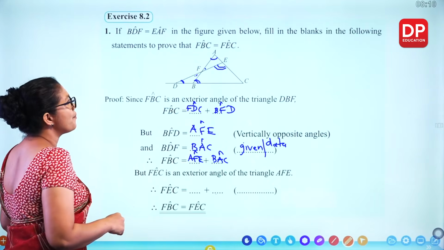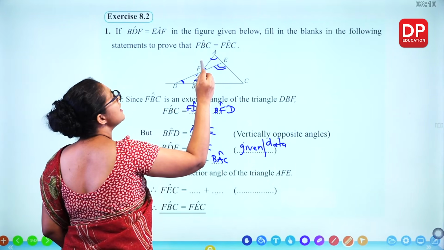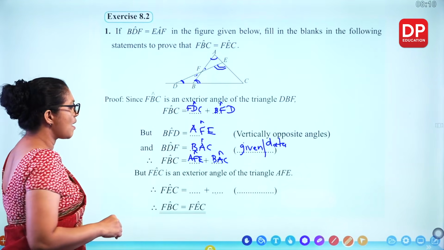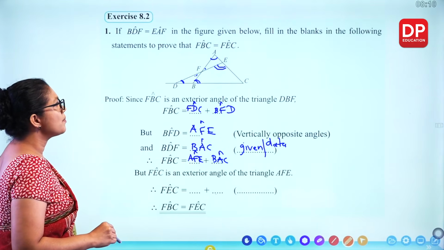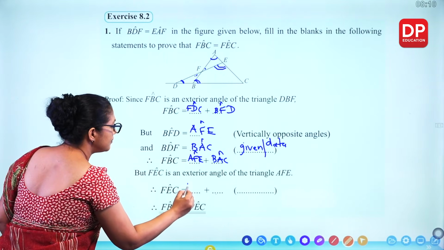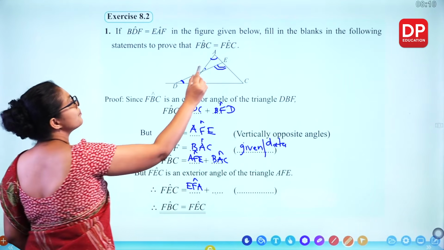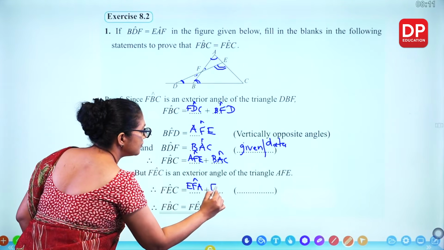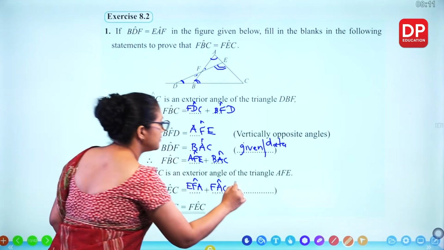But we know FEC angle is the sum of these two. So the sum of these two means EFA angle and FAC angle. That's the exterior angle.